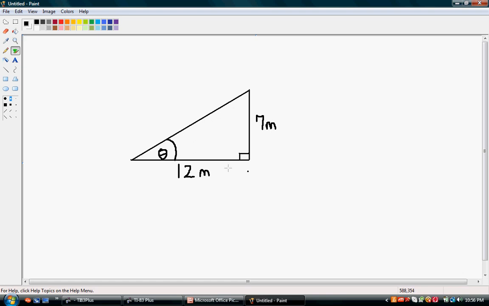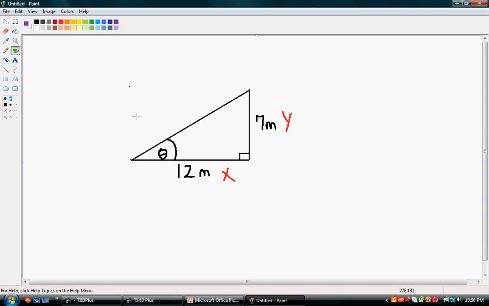Alright, so today we are going to find the hypotenuse and our theta, the angle of this triangle here, using the two other sides of a right triangle. So what we're going to do first is label our x and y sides. We're going to call this our x side, and we're going to call this 7 meters our y side.